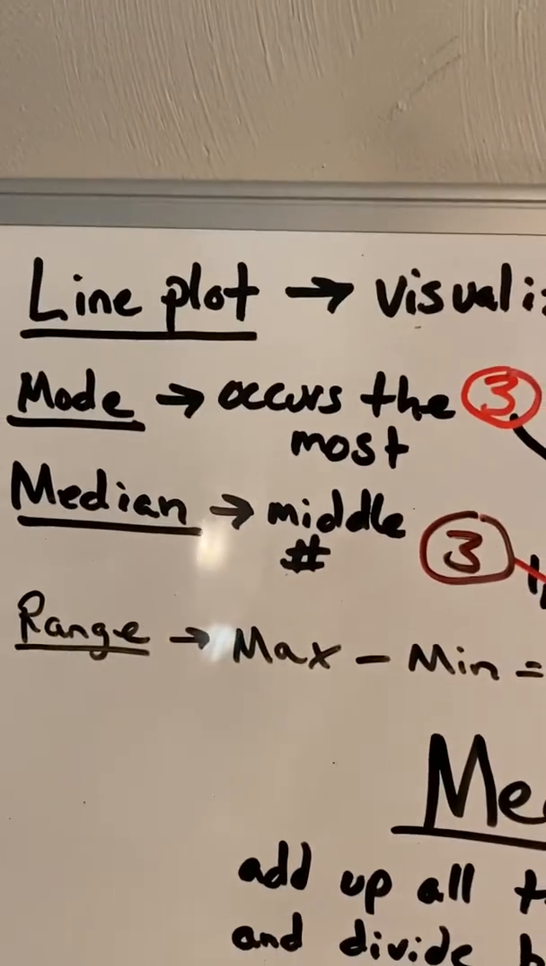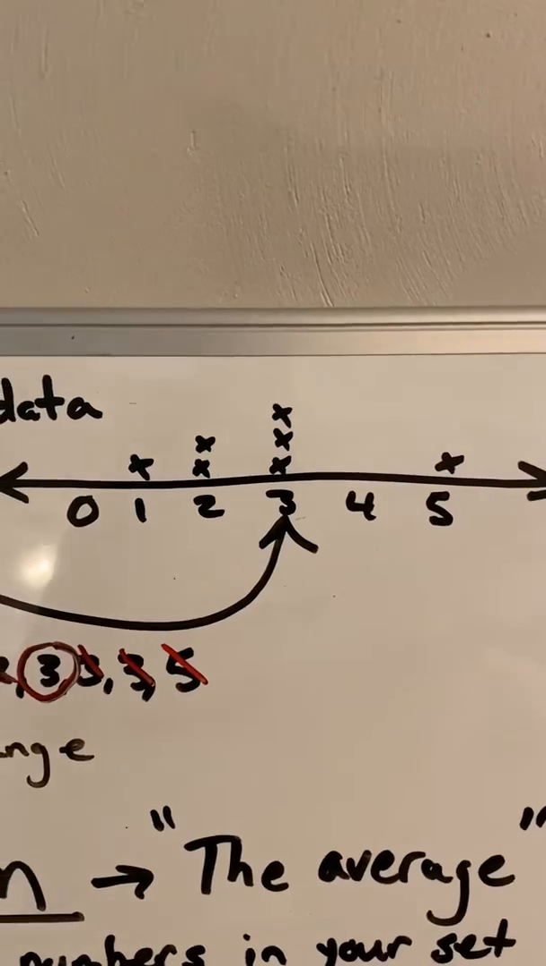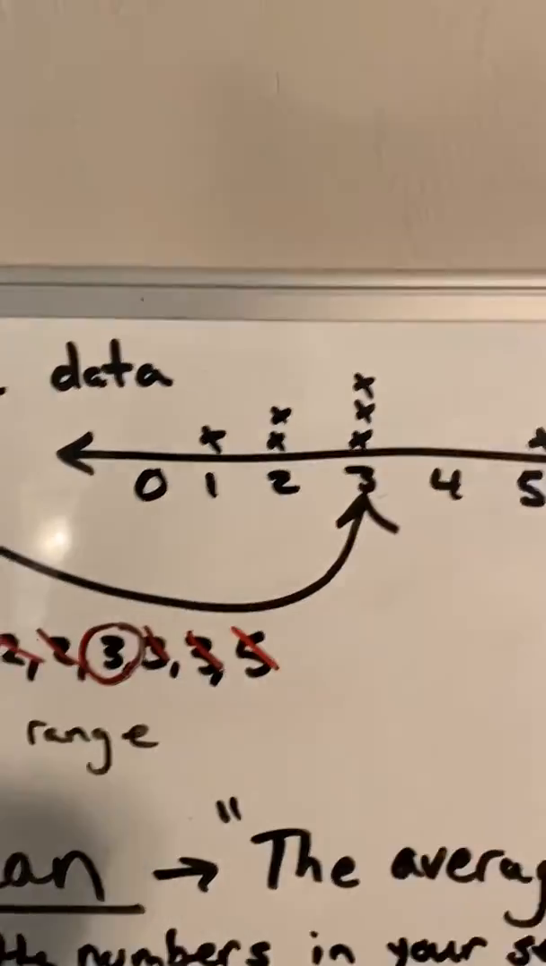Remember, we talked about mode, which is the number that occurs the most. When you look at this line plot, you can see that 3 occurred the most.